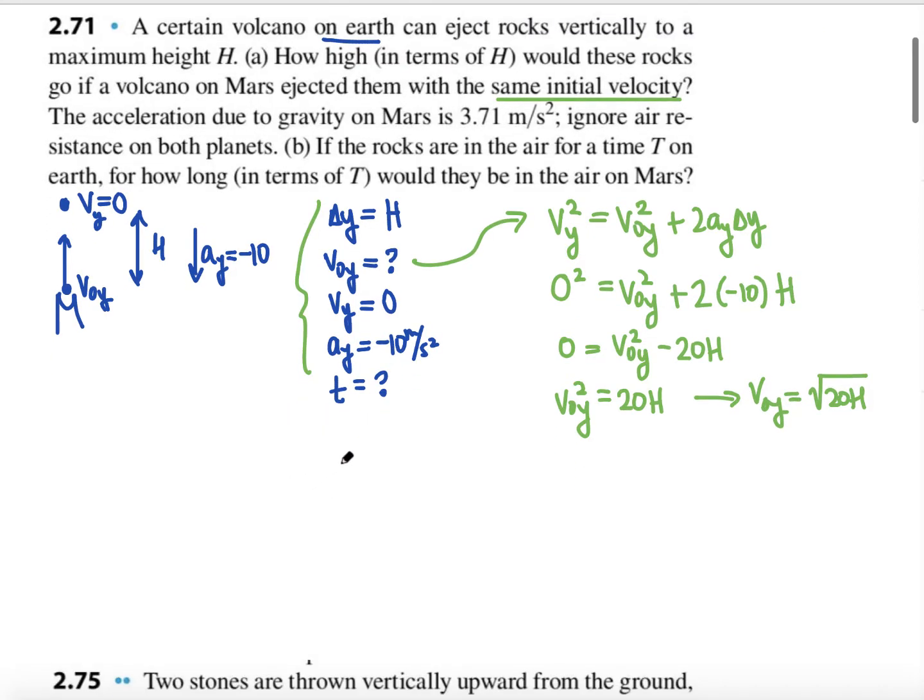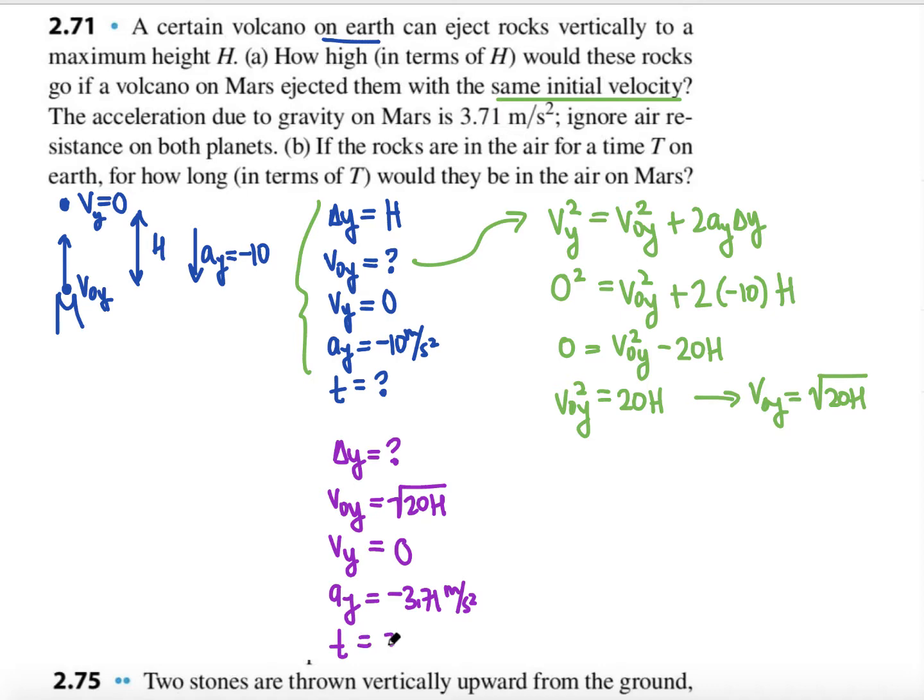So on Mars, we now will be launching the same rocks, but we don't know how high they will go. So now we have a new unknown, delta y. We know the initial velocity, but it's a symbolic velocity, so we can say that that is the square root of 20h. We know that we're still launching rocks, and we want to know how high they'll go, so our final velocity is still 0. It's the same setup, just a different acceleration. And the acceleration on Mars is going to be negative 3.71 meters per second squared. And again, time is just kind of there.